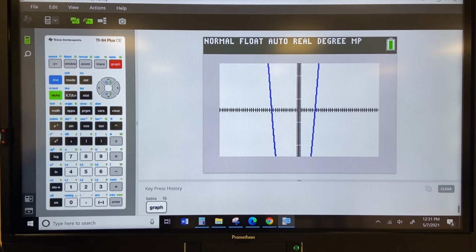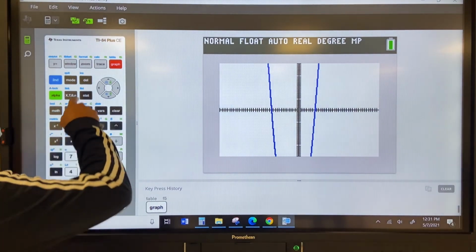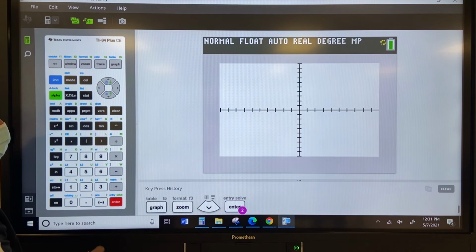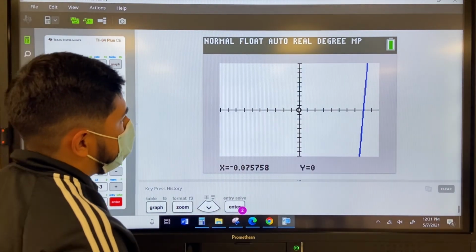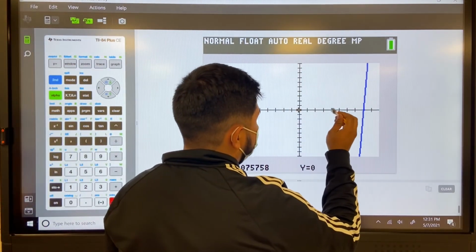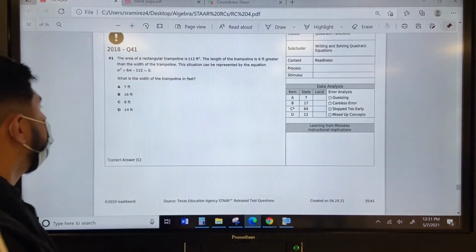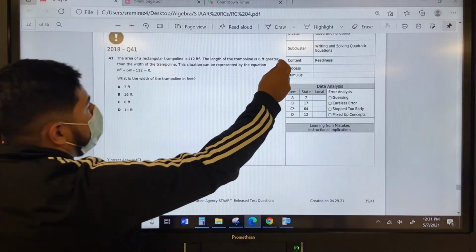Graph it. Okay, I think we could zoom in here a little bit. Zoom in. Oh, shoot, we can't see it. So let's count 1, 2, 3, 4, 5, 6, 7, 8. So for sure that's 8. Boom! Right there. I love it.